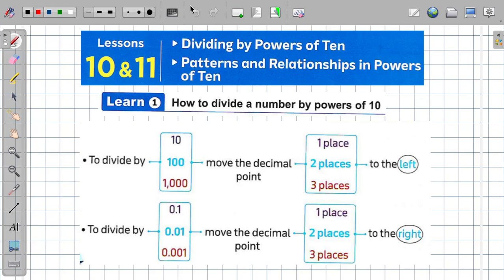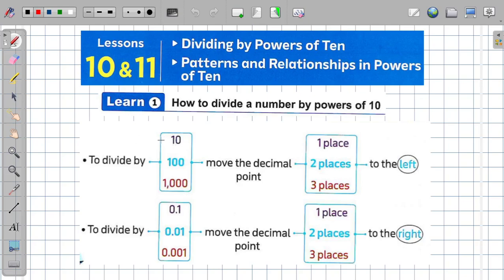In the previous lesson, we talked about how to multiply by powers of 10, like 10, 100, 1000, or 1/10, 100th, 1000th. But today we'll talk about how to divide by these numbers: 10, 100, 1000, or 1/10, 100th, 1000th. In multiplication, we used to move the decimal point to the right or to the left.